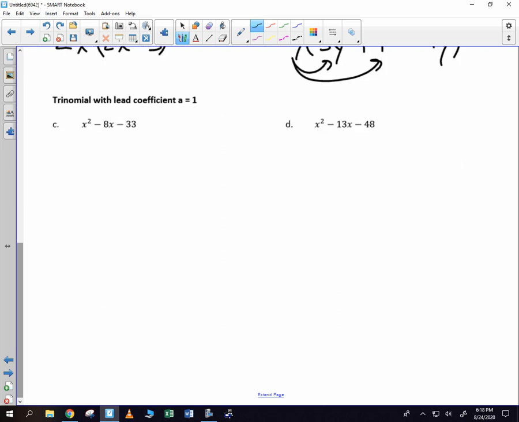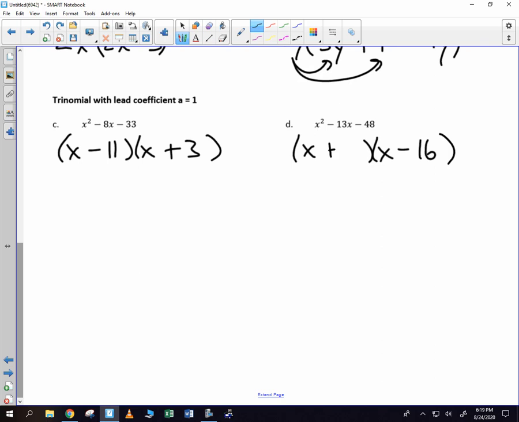Trinomials are great because you can factor them very easily. We got x times x is x squared, and then two numbers multiplied, negative 33, that add to negative 8. Looks like we got a negative 11 and a positive 3. Here we've got x and x. Two numbers multiplied to negative 48. I'm going to go negative 16 and positive 3. That's going to work out for me there.